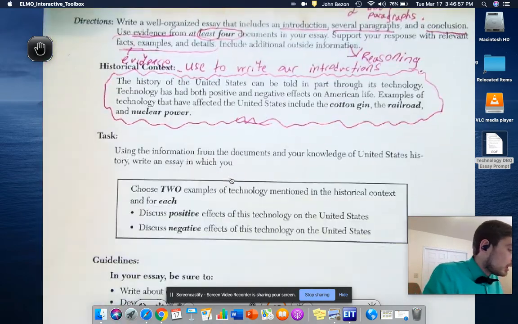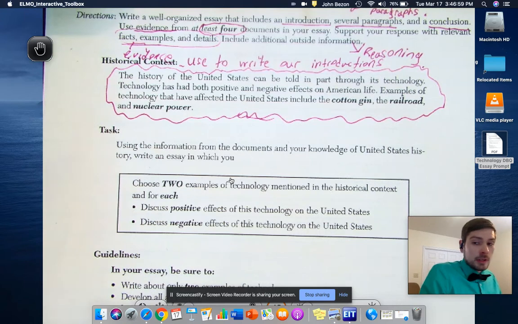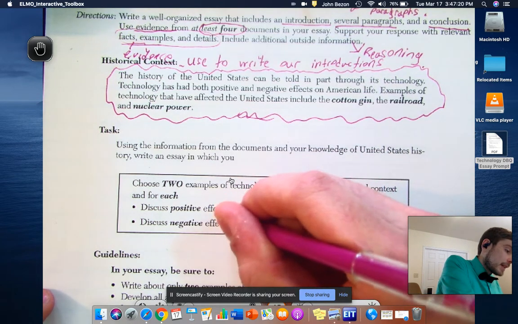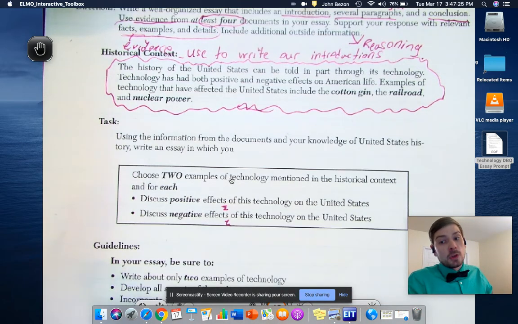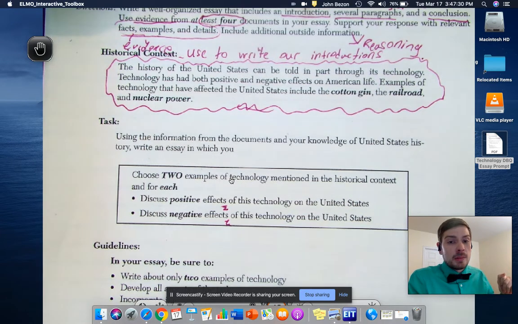What's our task? Using the information from the documents that we already analyzed and your knowledge of United States history, write an essay in which you choose 2 examples of technology mentioned in the historical context, and for each piece of technology, you discuss the positive effects of the technology on the United States and the negative effects of the technology on the United States. Notice how it says effects. All right, we need multiple effects, multiple positive effects, multiple negative effects. We're looking for at least 2 each in each body paragraph. Keep that in mind as we develop this.